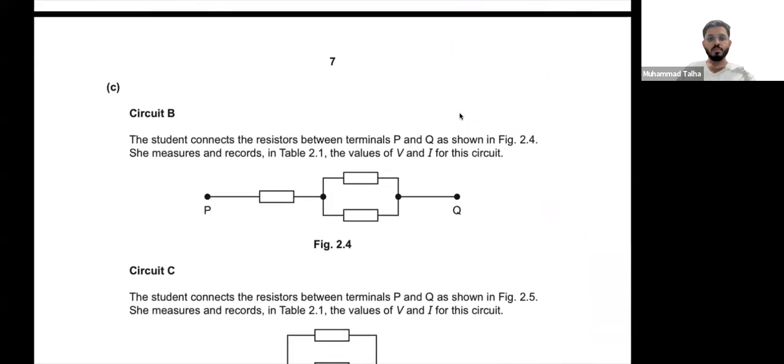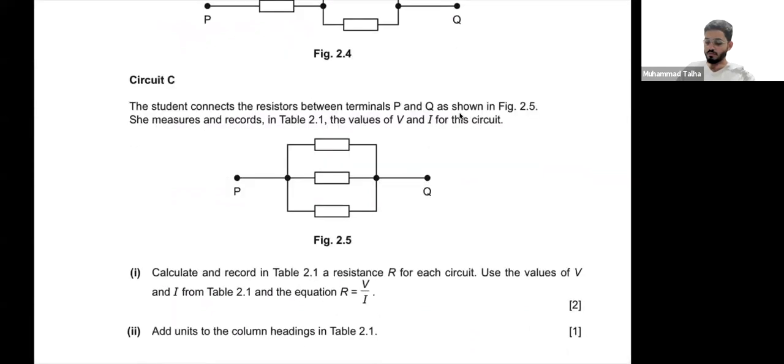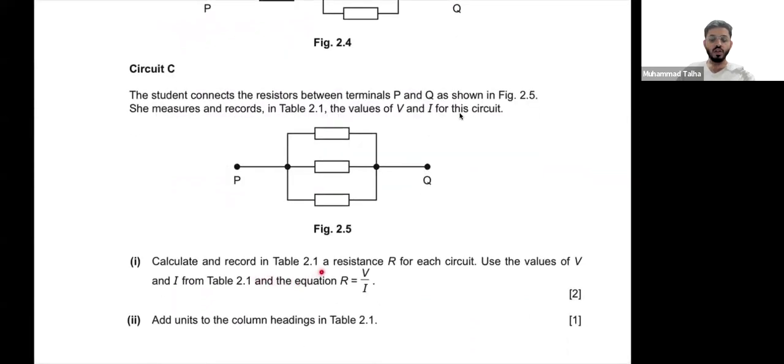Part C, circuit B, the student connects the resistors between terminals P and Q, and now it's in a different way. If you guys know your theory, this is 2 in parallel, which is going to be in series with the other resistor. And circuit C, where you have all of these 3 in parallel. Part 1 says calculate and record in table 2.1 a resistance R for each circuit. Use the values of V and I from 2.1 and the equation R equals V over I.